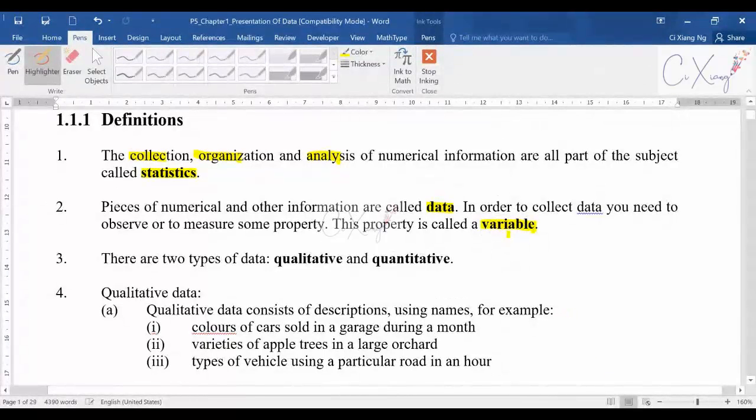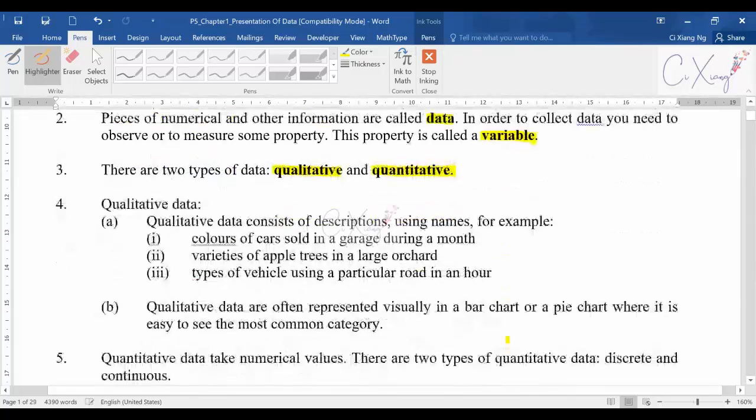All the answers that I collect from all of you, because I'm asking for your height, the values that you give me, maybe 156 or maybe 175 and so on, are actually the data. There are 2 types of data: qualitative data and quantitative data. So what is qualitative data and what is quantitative data?